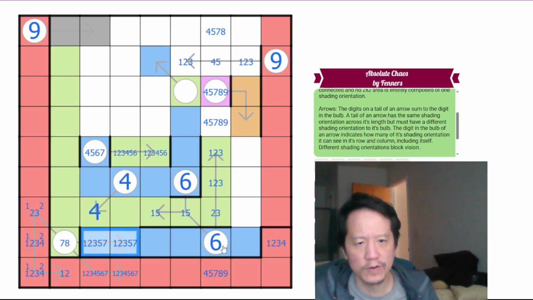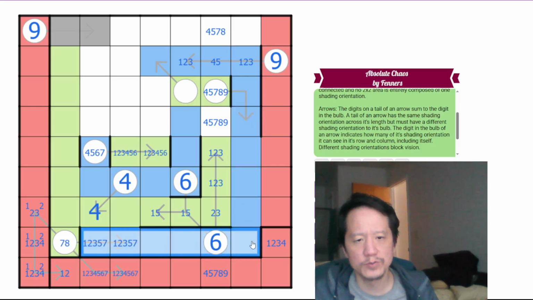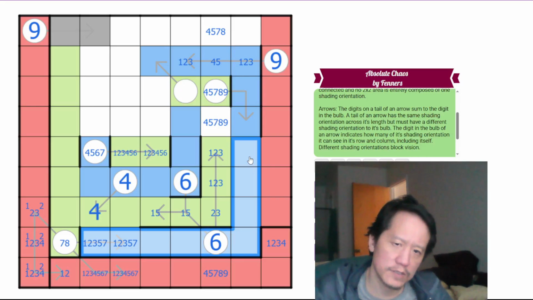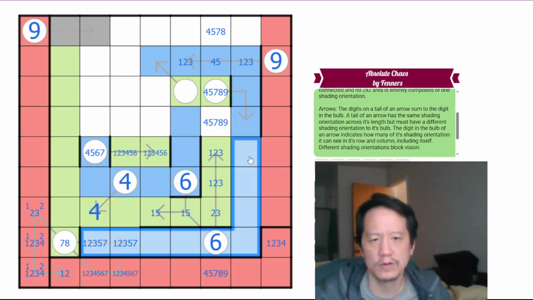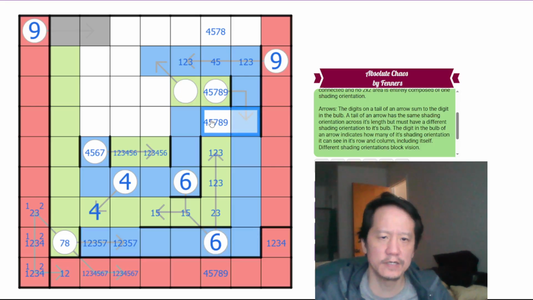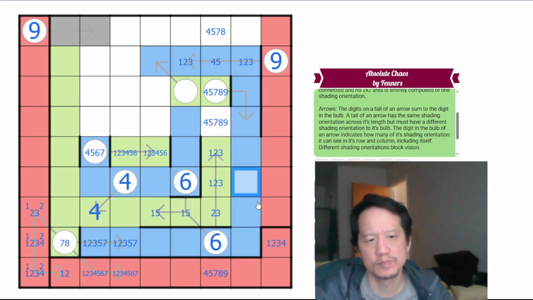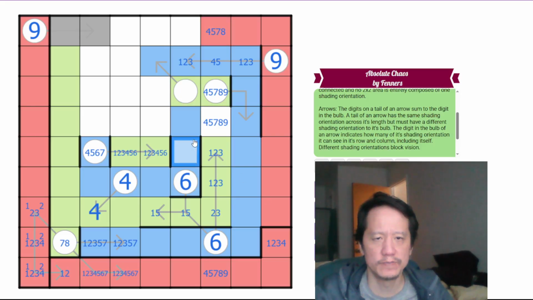None of these could be 4. This would have to connect this way. This would then be green. None of these could be green, so this would be blue. So this would be set of 9 here. This could technically connect this way. This would be red and red.